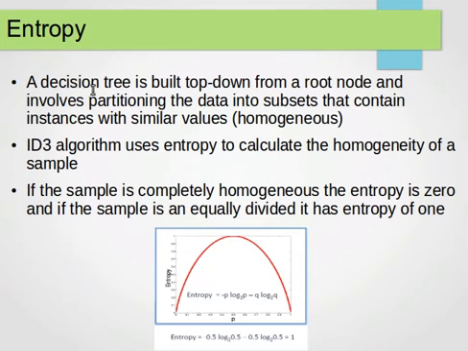So a decision tree is built top down from a root node, and it involves partitioning the data into subsets that contain instances with similar values. So they need to be homogeneous. After we branch, things need to get more homogeneous. The ID3 algorithm uses entropy to calculate the homogeneity of a sample. So we use entropy to decide whether something is homogeneous or not. If the sample is completely homogeneous, the entropy is 0. So if all the values are of the same class, then the entropy will be 0. If the sample is equally divided, the entropy is 1.